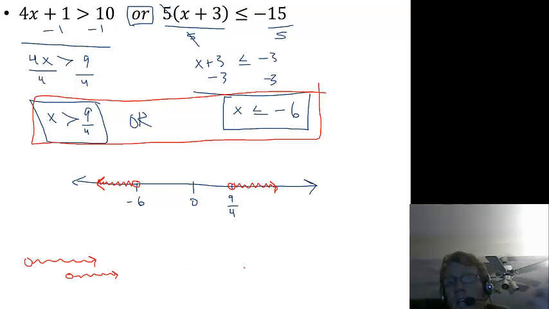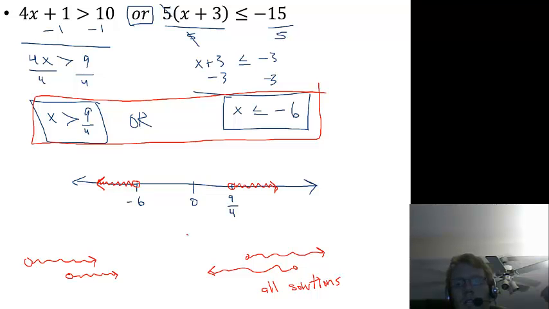And then sometimes you have an "or" statement that looks like this. So you have one going this way and one going this way. So this one covers all the negative numbers. This one covers all the positive numbers. So collectively, these two combined say all solutions. So it's possible with an "or" statement to have everything.